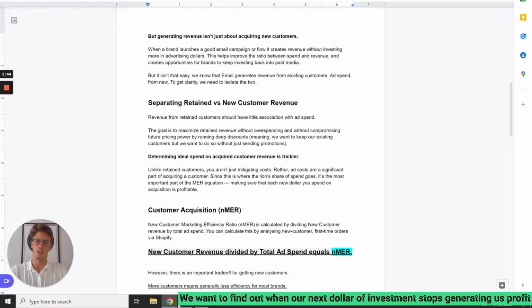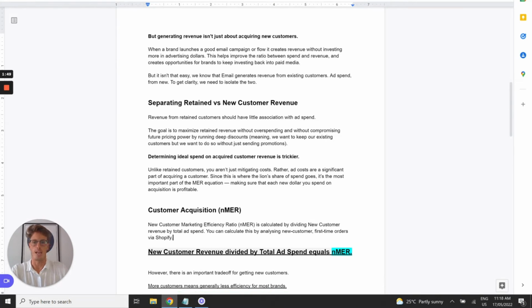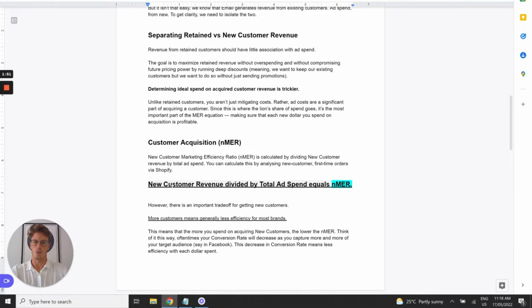Cool. It's pretty straightforward. So we've created a metric called new customer MER, so NMER, which is essentially your new customer revenue divided by your total ad spend, and that's what equals the NMER. It's important that we start to measure this because, as I said, it helps us identify what parts of that new customer acquisition investment is resulting in real new customers. You can get this by looking in Shopify and analyzing the new customer data, or in Google Analytics by analyzing the new customer first-time order data.